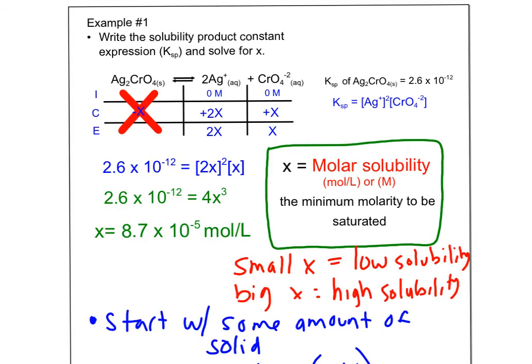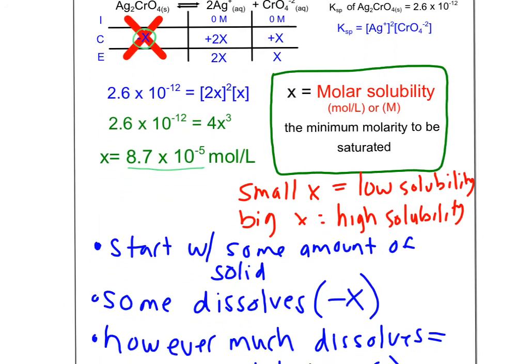And remember, I told you that x means something. So in KSP, x is the molar solubility, which is the minimum molarity to be saturated. So Ag2CrO4 solid has a molar solubility, a minus x, of 8.7 times 10 to the negative 5th under these conditions, so under this temperature and when it's in pure water. So a small x is low solubility, a big x is high solubility.